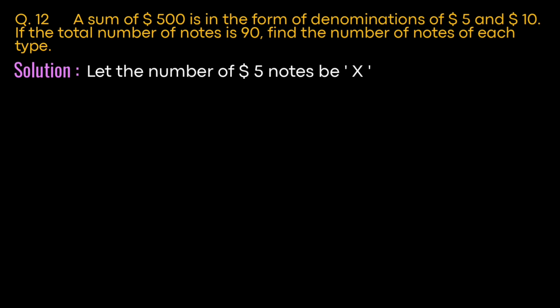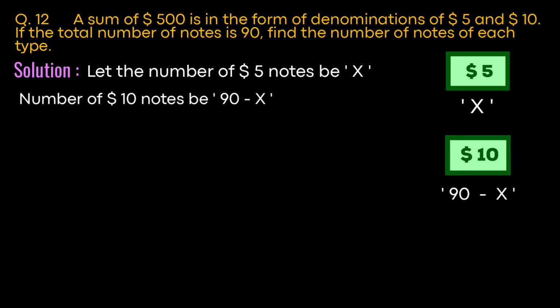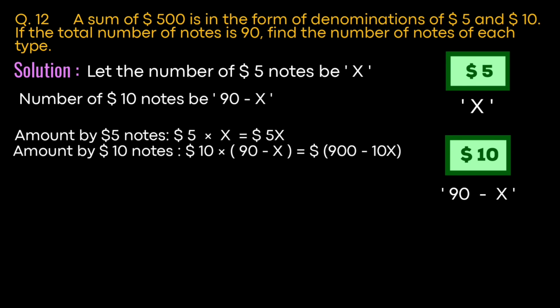Solution. Let the number of $5 notes be x, and since the total number of notes is 90, the number of $10 notes would be 90 minus x. Now the amount generated by $5 notes would be $5 into x, and the amount generated by $10 notes would be $10 into bracket 90 minus x. As the total sum of money is $500, the equation formed is 5x plus 900 minus 10x equals 500.